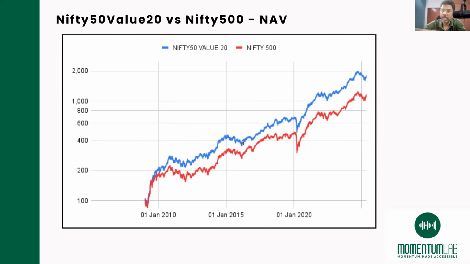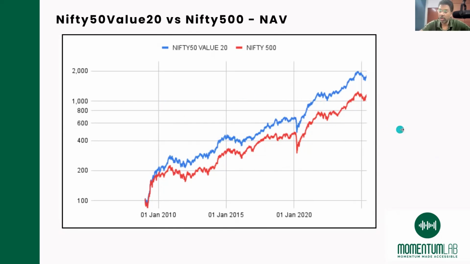So all the downside that has been protected will help ultimately in compounding and keeping the strategy drifting away from Nifty 500. As you can see, the constant distance between Nifty 500 and Nifty 50 Value 20 is because of the downside protection, minimal drawdowns as compared to the other strategies.